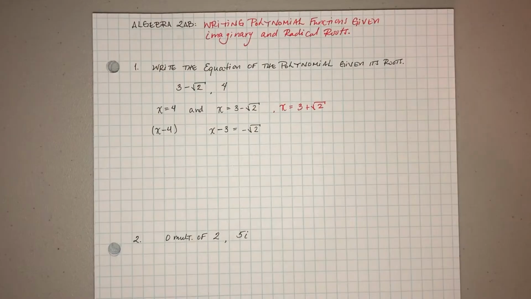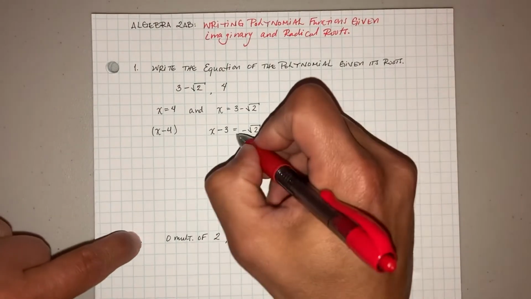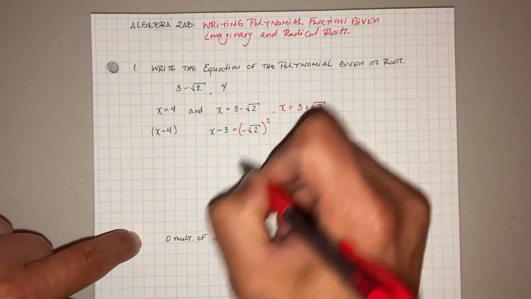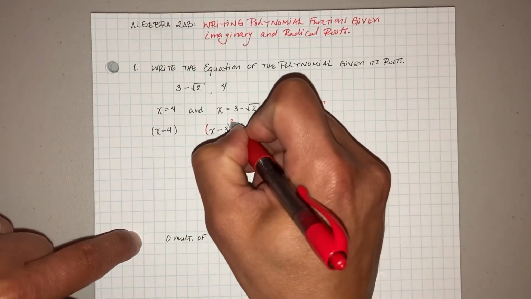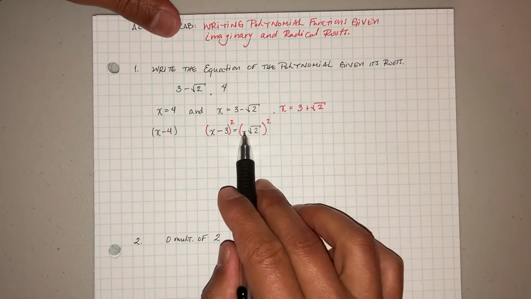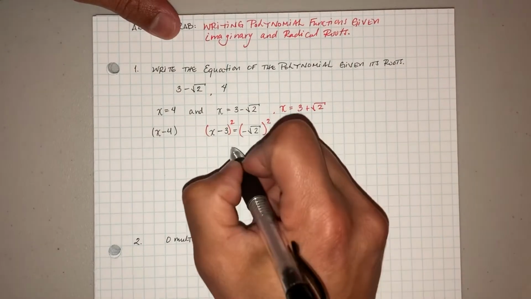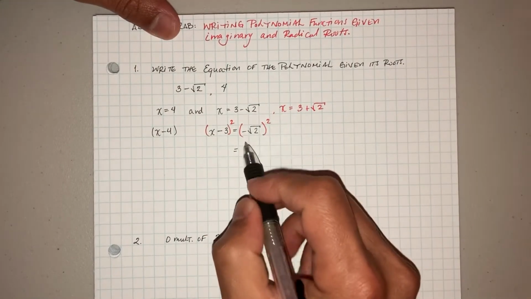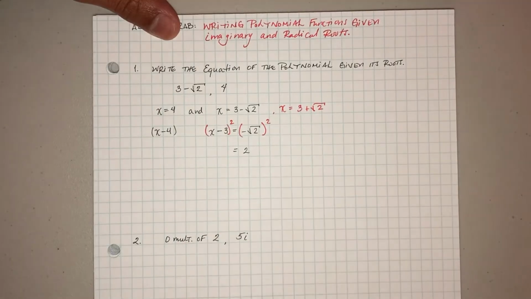Now, my objective is to get rid of the square root because it just makes things a lot harder. So what I'm going to go ahead and do is I'm going to square the left and the right, like this, okay? So what happens here? Negative squared, negative times negative is a positive. And then the square root and the square cancel out, so you're just left with 2.